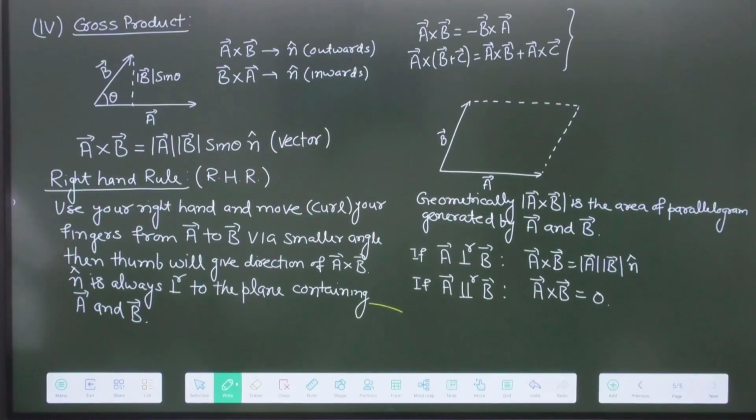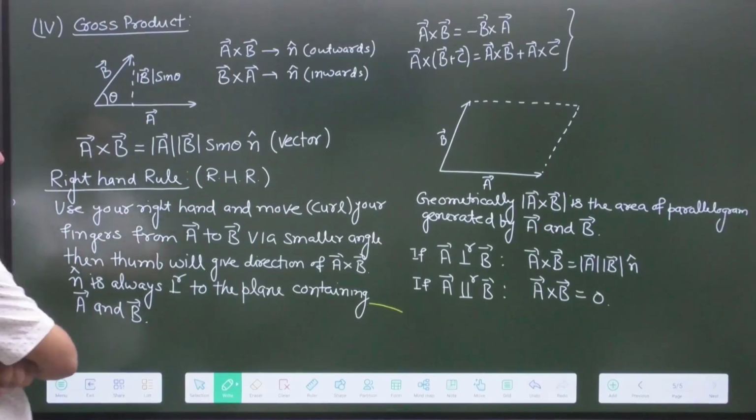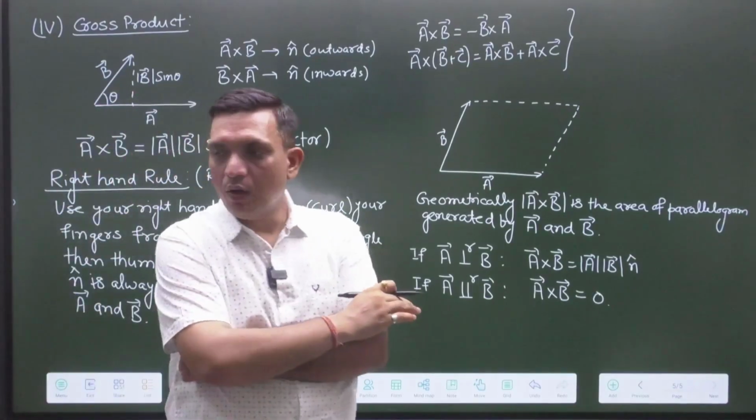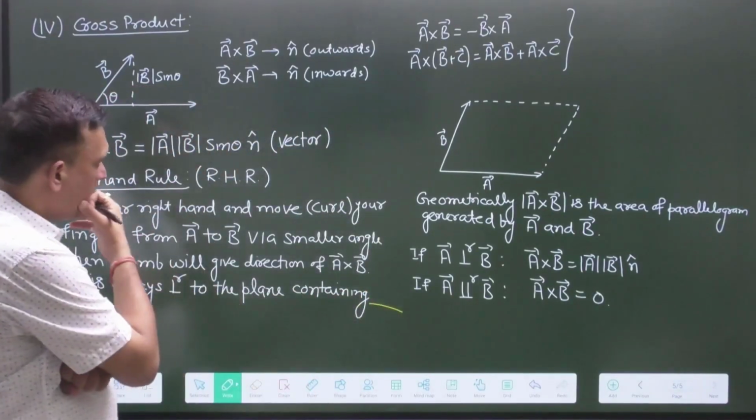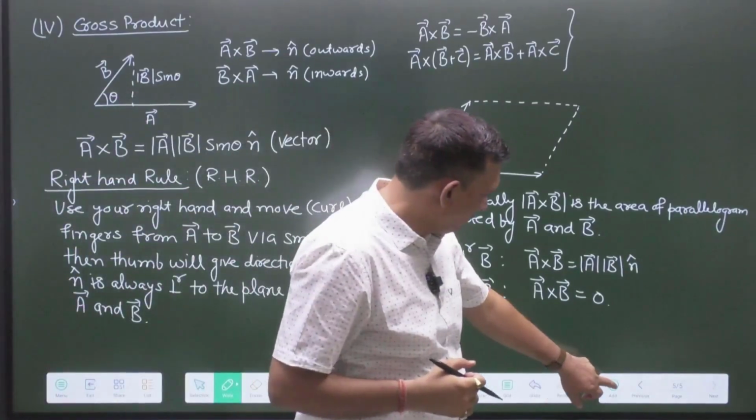Okay. So these are the four basic operations that you can apply on vectors. Now we will talk about the coordinate system.